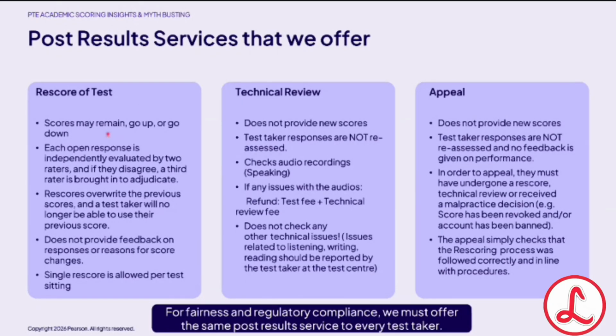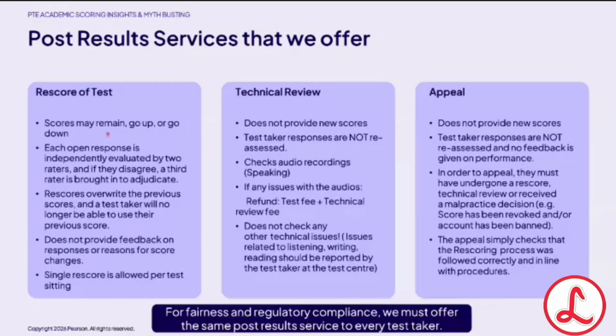And important to remember that if you ask for a rescore, your score could go up, your score could go down. That's very possible. When a rescore is conducted, it's done by 2 human raters, and they evaluate all of the open response questions. So all the questions that aren't automatically scored. 2 human raters evaluate them, and if they disagree, a 3rd human rater is brought in to adjudicate. And once the rescore is complete and the new scores are available, they overwrite the previous scores. So you can't roll back and you can't go back to your previous set of scores. This new set of scores is the final set of scores.